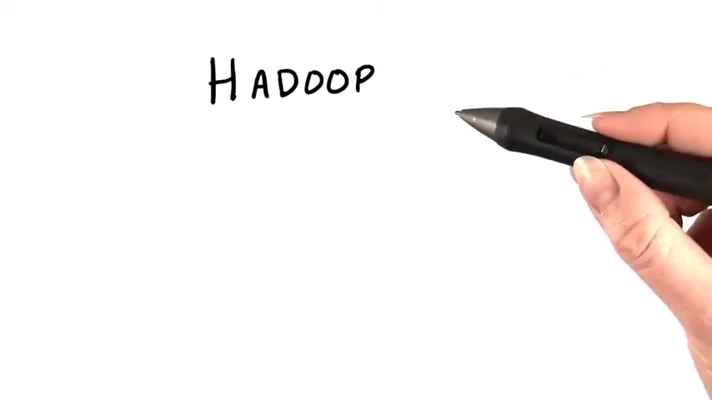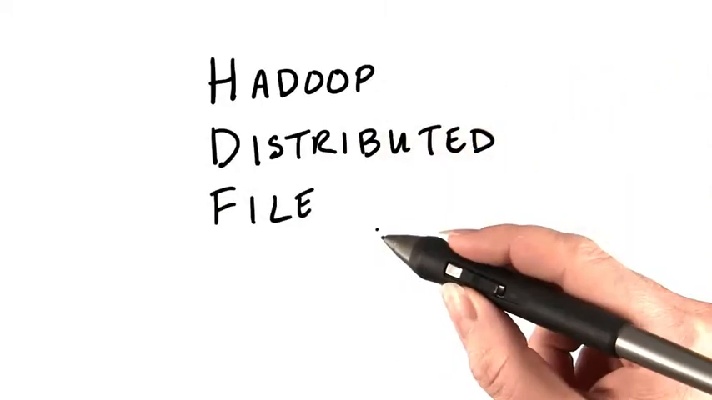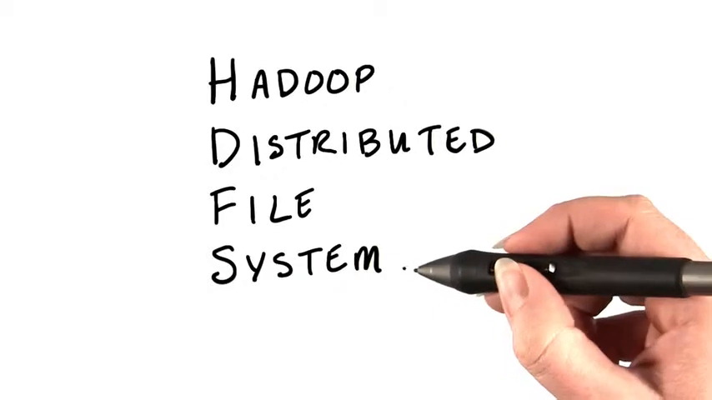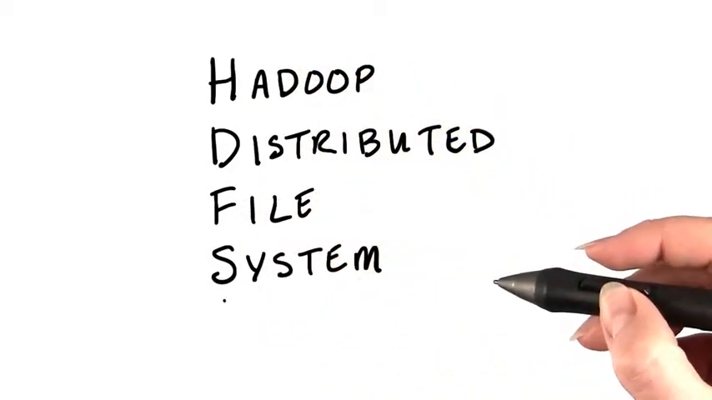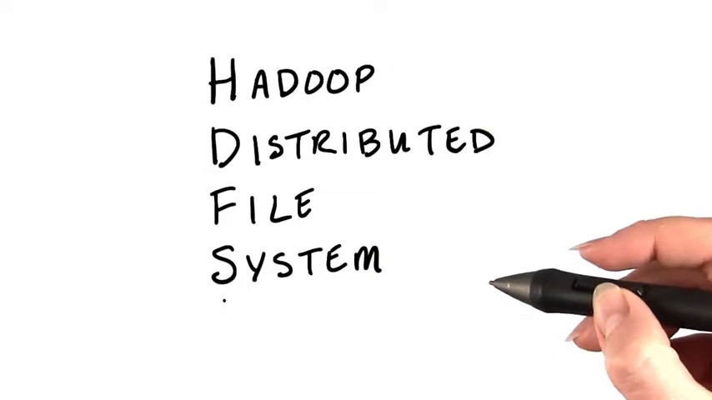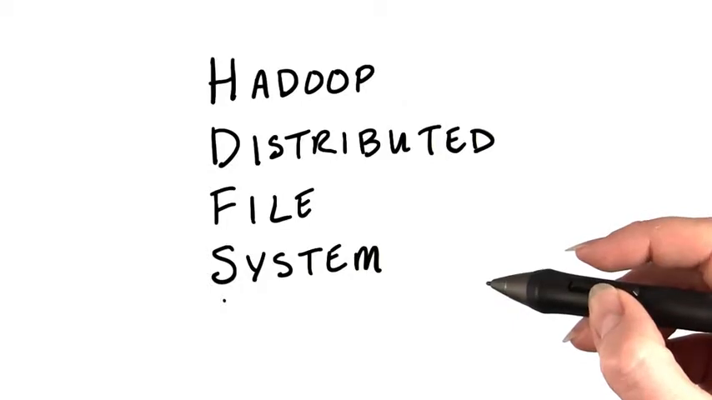Files are stored in something called the Hadoop Distributed File System, which everyone just refers to as HDFS. As a developer, this looks very much like a regular file system, the kind you're used to working with on a standard machine. But it's helpful to understand what's going on behind the scenes. So that's what we're going to talk about here.